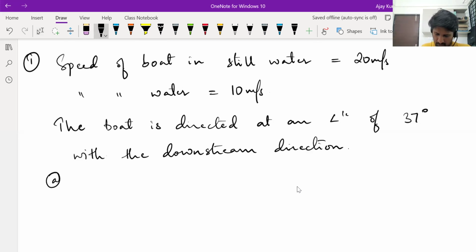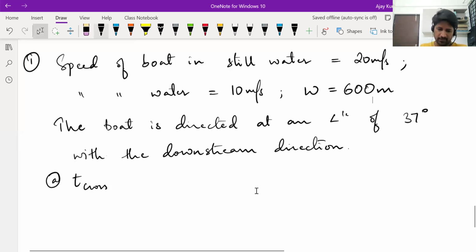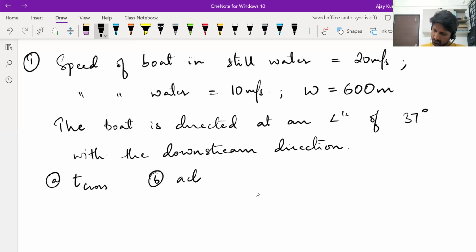First, calculate the time taken to cross the river. Okay, I have to give you the width of the river, no? Take the width of the river as 600 meters, not an issue. Calculate the time taken to cross the river and calculate the actual distance moved by the boat.